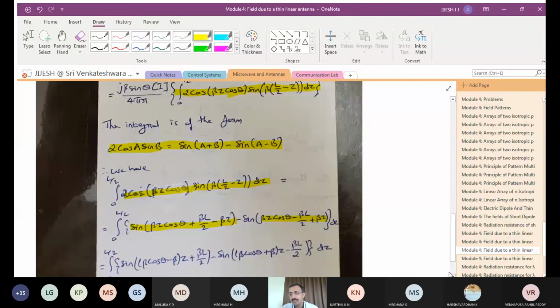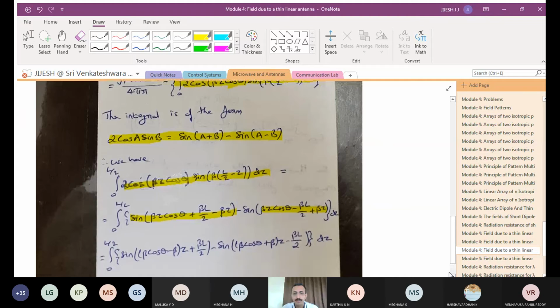So here you may see that I have written each and every step in order to make you clear. So you need to also go in the same way, otherwise you will miss out the terms.